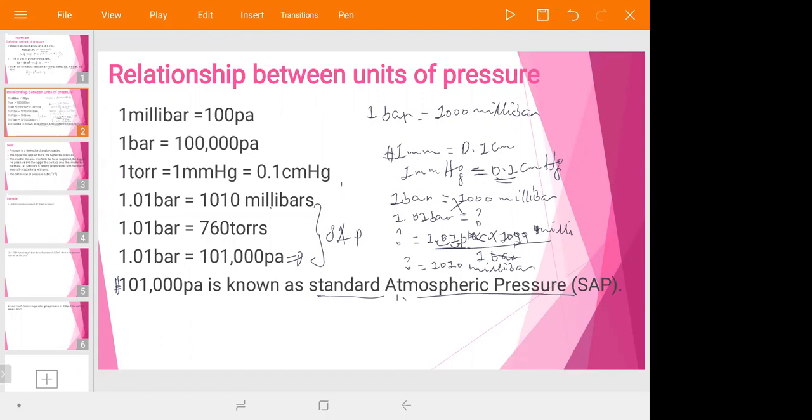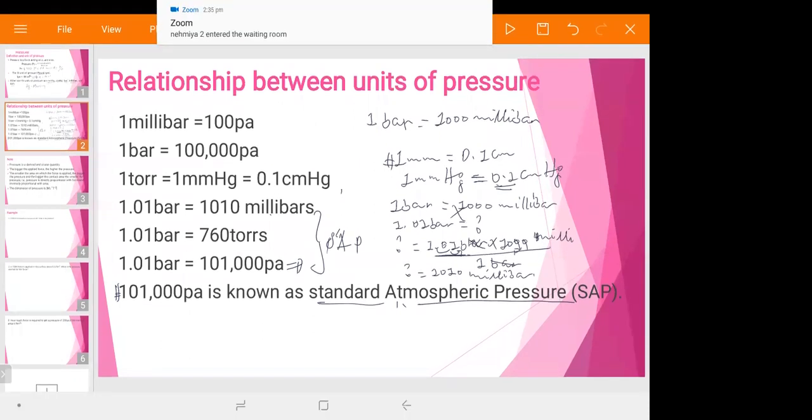The other point you must know about pressure is that it is a derived and scalar physical quantity. When we talk about derived, it is not measured directly, or it is measured indirectly. When we talk about scalar, it has no direction. Therefore, this is what you must know about pressure.